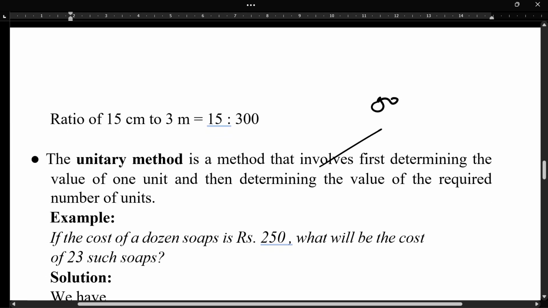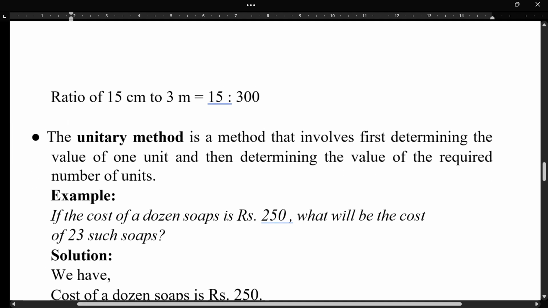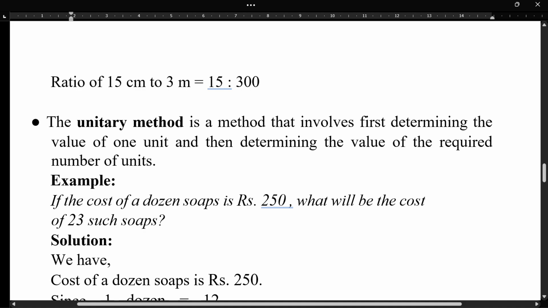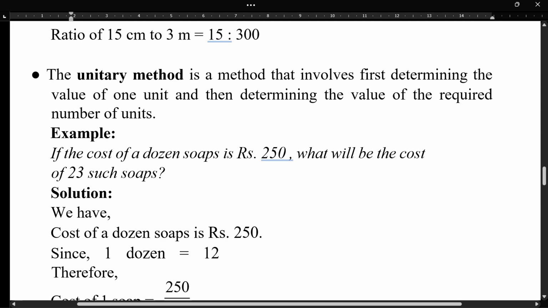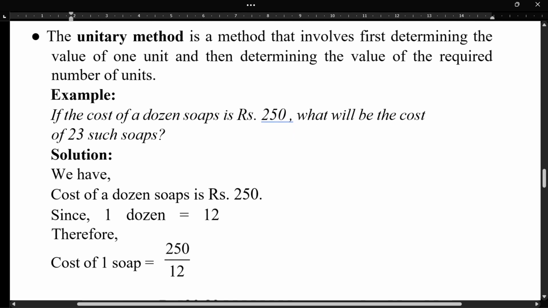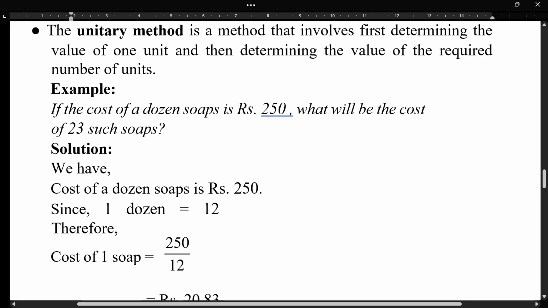After this, we also have another method where we will use the unitary method. Here the meaning of unitary is one unit, which means we will find the value of one. This method involves first determining the value of one unit, then determining the value of the required number of units. So for example, if the cost of one dozen soaps is given as 250 rupees, what will be the cost of 23 soaps?